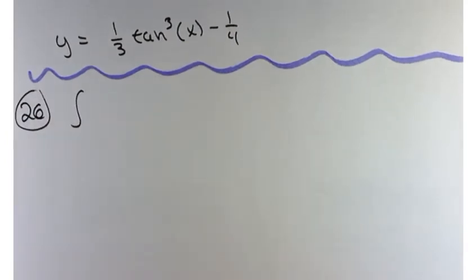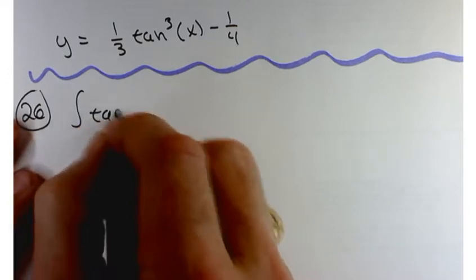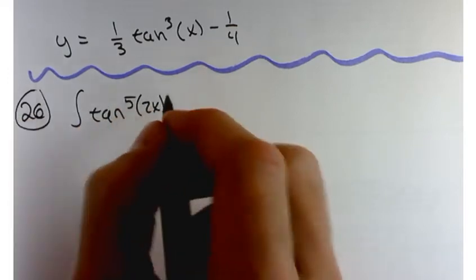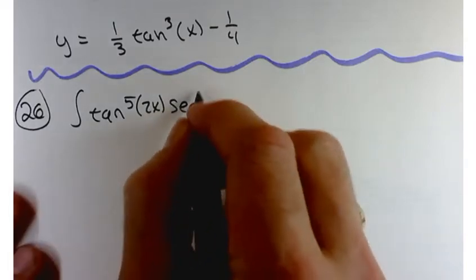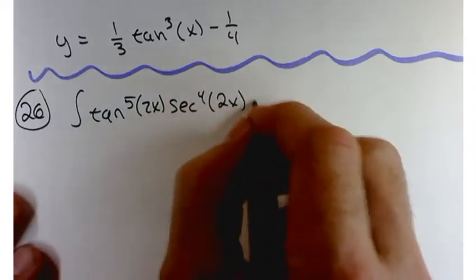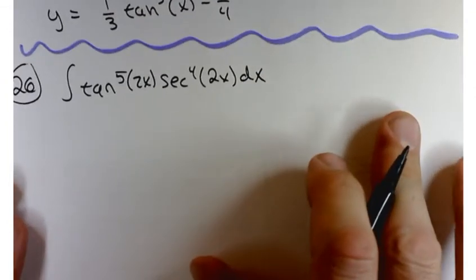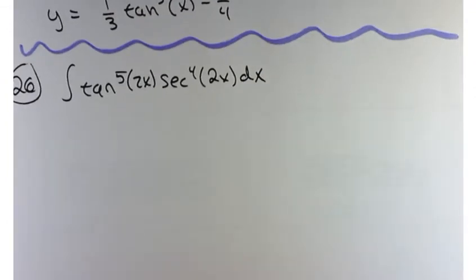The integral of, let's see, tangent to the fifth of 2x, secant to the fourth of 2x dx. We're not set up quite as nice in this one as we were in the last one, are we? All right, we can play around with it a little bit.